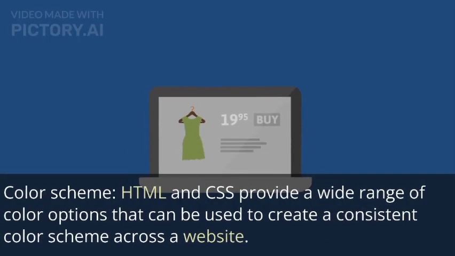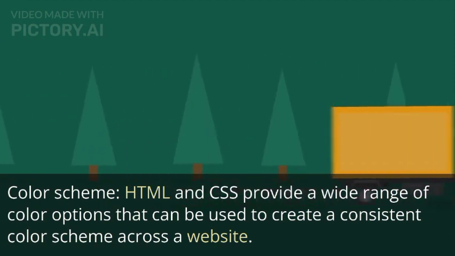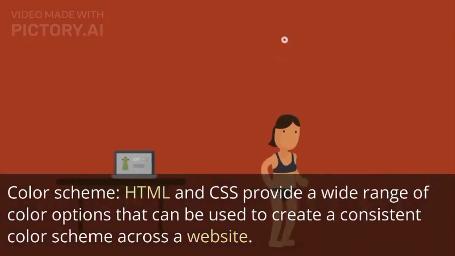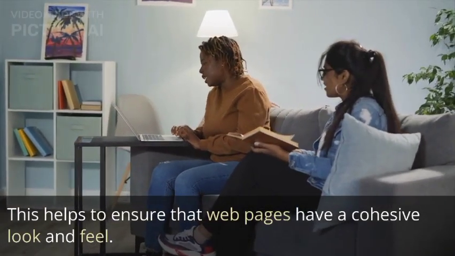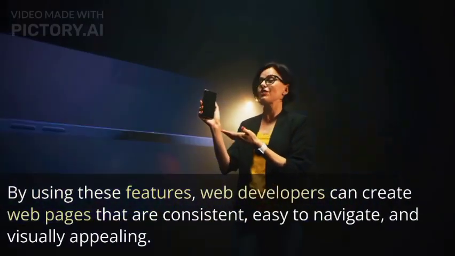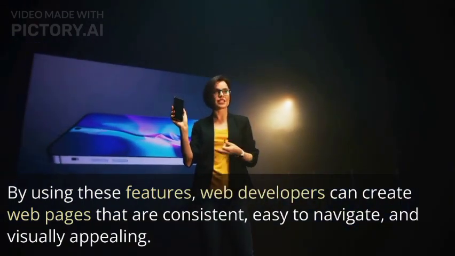Color scheme. HTML and CSS provide a wide range of color options that can be used to create a consistent color scheme across a website. This helps to ensure that web pages have a cohesive look and feel. By using these features, web developers can create web pages that are consistent, easy to navigate, and visually appealing.